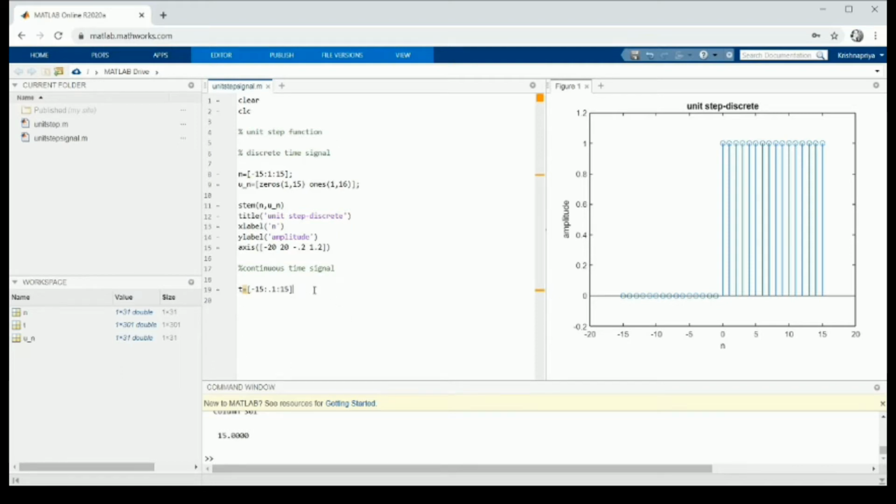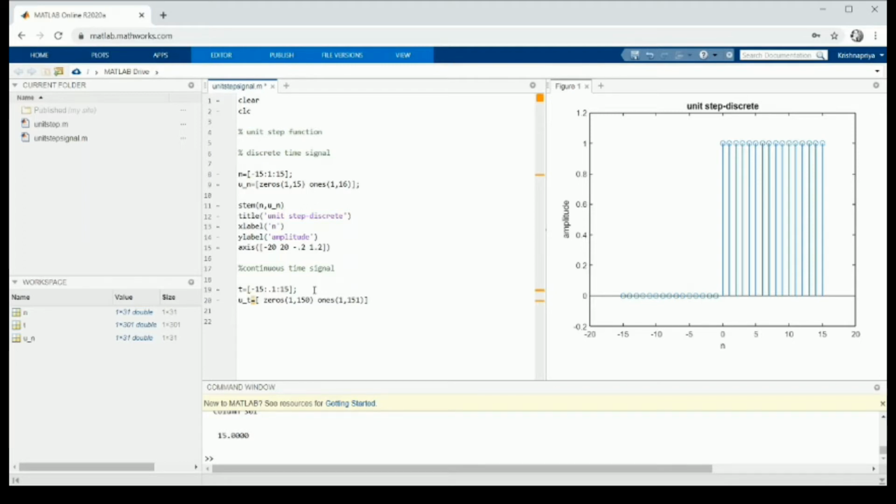So we can give the command for output signal as u of t is equal to, within the square brackets, zeros. How many zeros do we have? 150. And ones, how many ones do we have? 151. So we have given the command for obtaining the output signal.